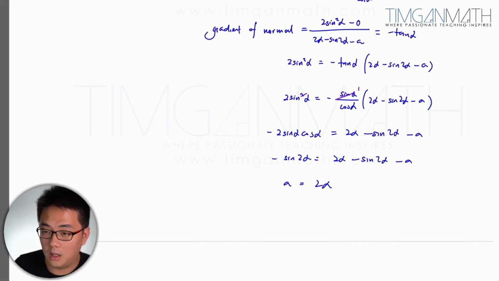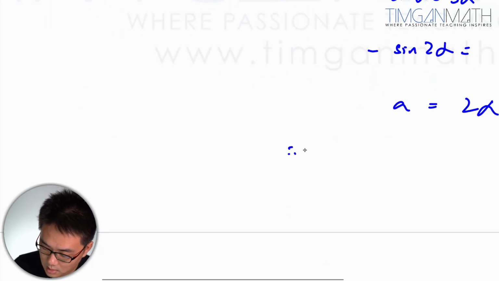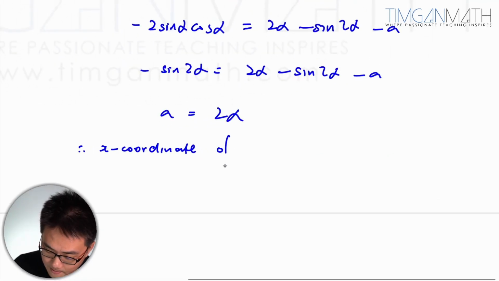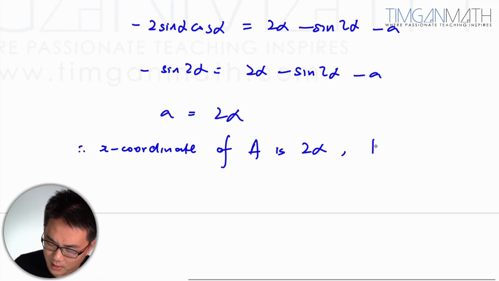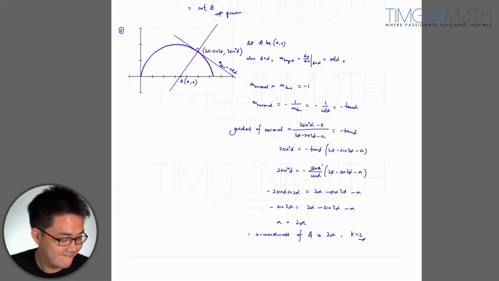Okay. So hence the x coordinate of a is 2 alpha. k equals 2. That's how I do this question here proficiently.